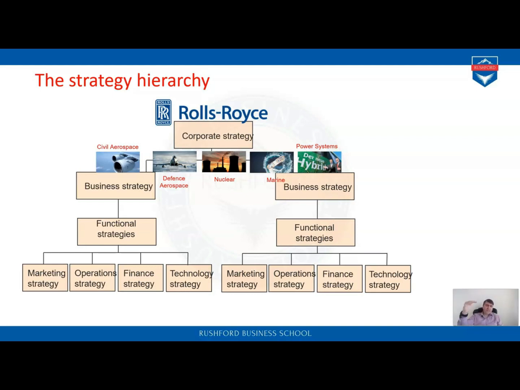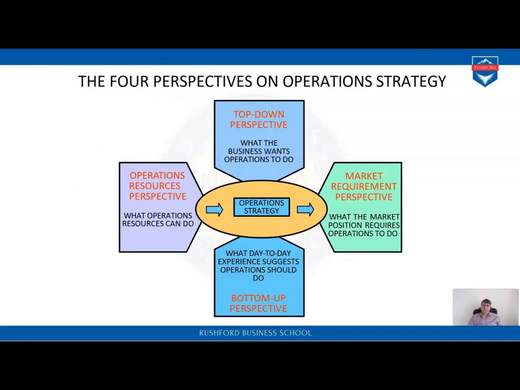So you can see the different layers of corporate, business and functional strategy. If you're working in a company, or joining a new company, you need to work out what level of strategy you're performing. Are you in operation strategy, functional strategy, business strategy, or corporate strategy?